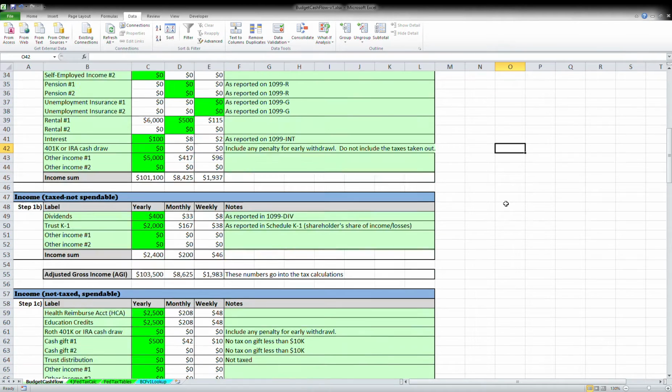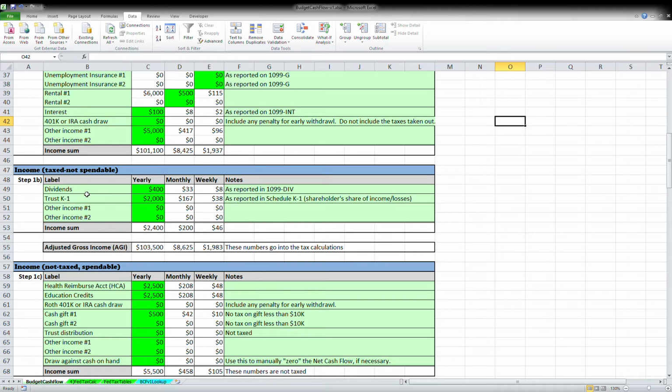All right. The next section then is, like I said, the taxed but not spendable. A good example of that would be dividends. There's also, if you have a distribution from a family trust, like a K-1 trust, that money is taxed, but it's not spendable.